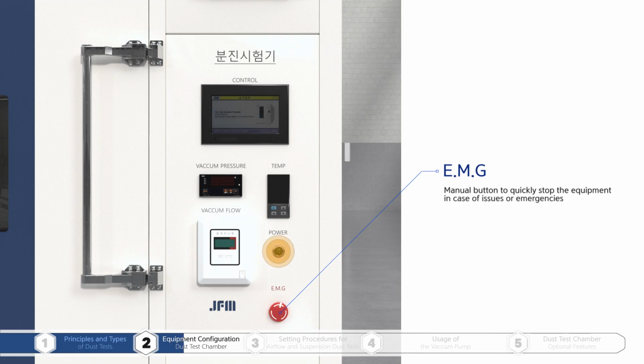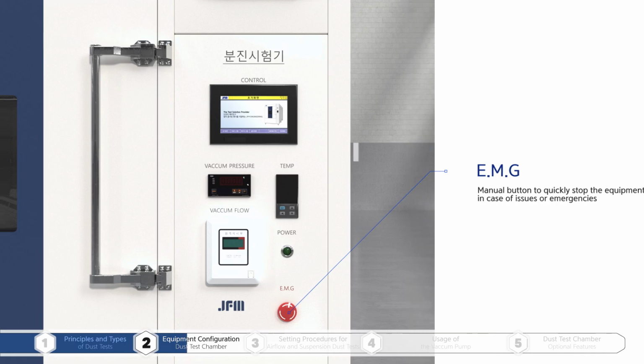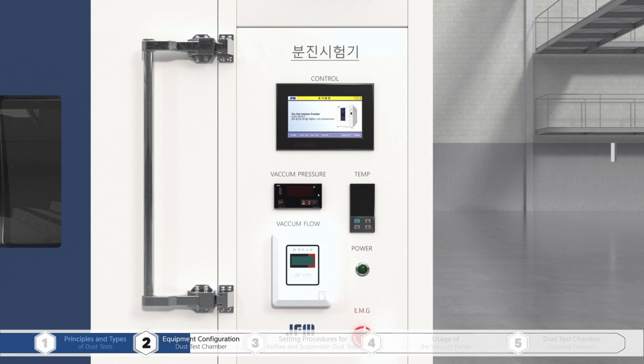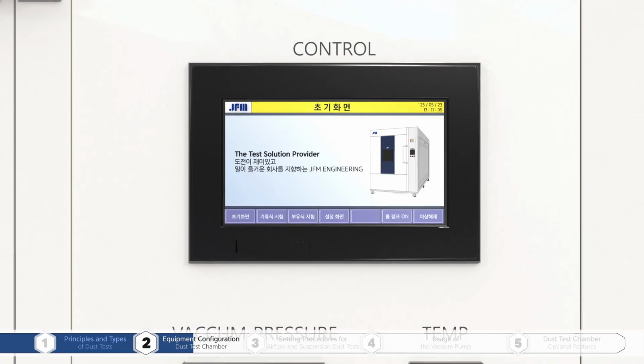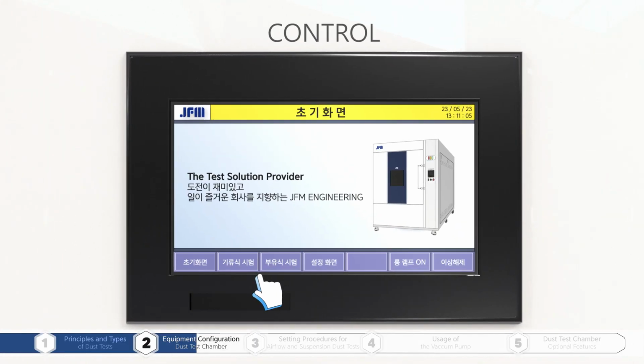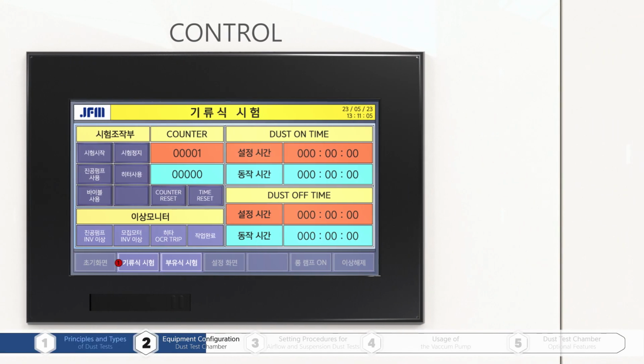Press the power button to turn on the equipment. Let's explain the panel configuration of the dust test chamber. The controller section of the dust test chamber is identical for both the airflow test and the suspension test. The panel consists of 5 main functions.